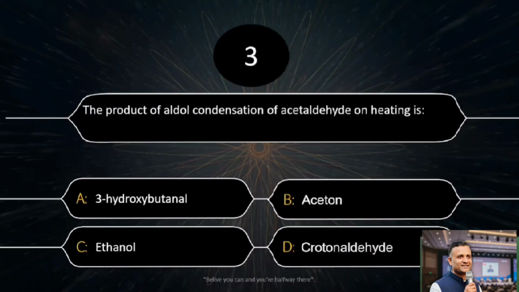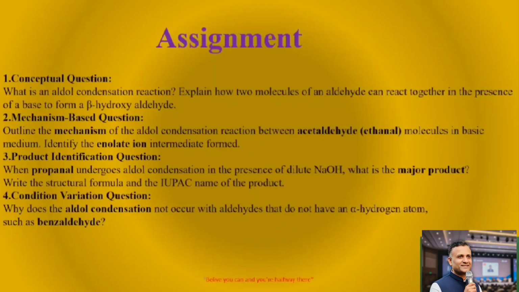Last question. The product of aldol condensation of acetaldehyde on heating is option A 3-hydroxybutanol, option B acetone, option C ethanol, option D crotonaldehyde. The correct answer is crotonaldehyde. Here are some assignment questions for your understanding.